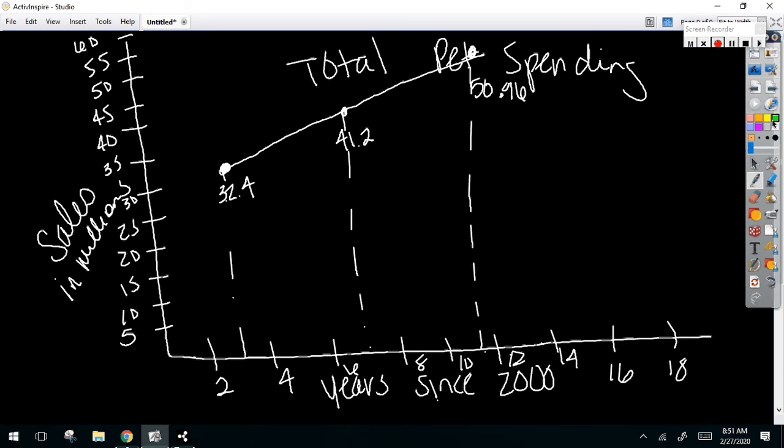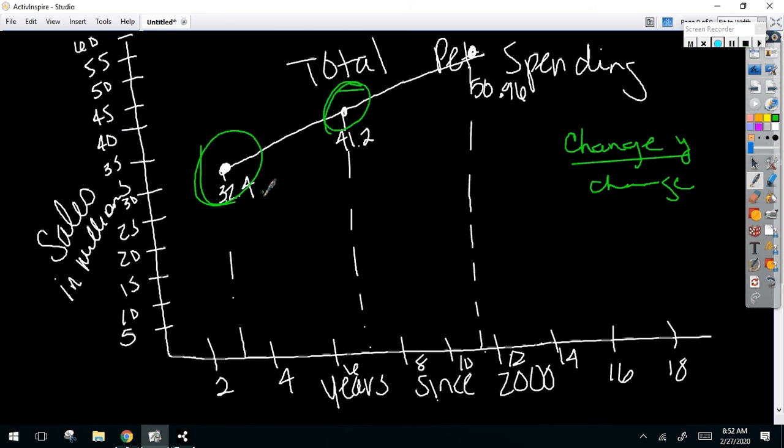How could I find it a little bit easier than that? Divide what? How is y changing? Remember, rate of change is change in y over change in x. So pick 2 points. Let's do this one and this one. How has y changed to get from here to here? Subtract them from each other. You're exactly right. So what is 41.2 minus 32.4? 9.2.